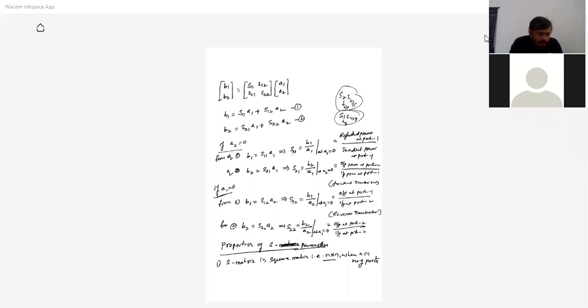So, the second property is zero diagonal elements for a perfectly matched network.